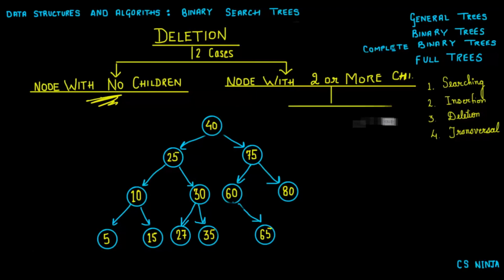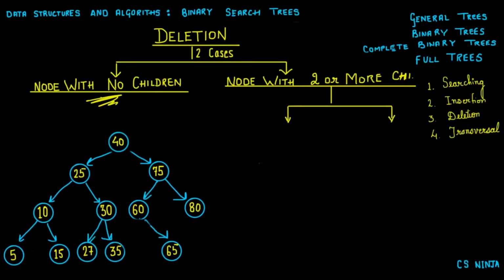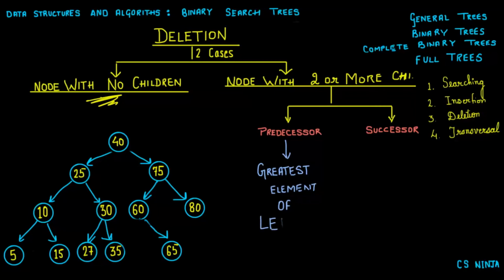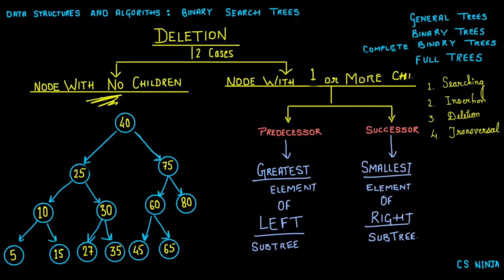But in case of one or more children, we have to take a few more things in consideration. We have to learn about two new terms, and those are successor and predecessor. Predecessor is nothing but the greatest element of the left subtree, and successor is the smallest element of the right subtree. Now suppose we have to find the predecessor and successor of the root node 40.